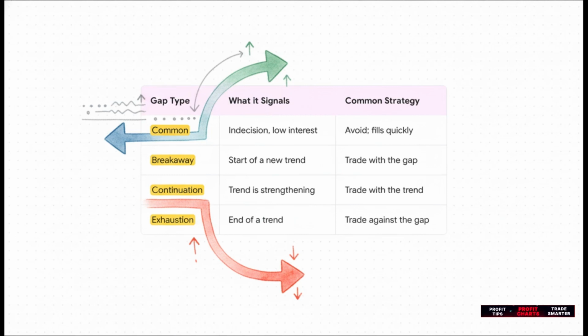Do you see the strategic shift here? For breakaway and continuation gaps, the plan is to trade with the momentum. But for an exhaustion gap, the strategy completely flips on its head. You're trading against it, betting on a reversal. And that, right there, is a crucial distinction to make.